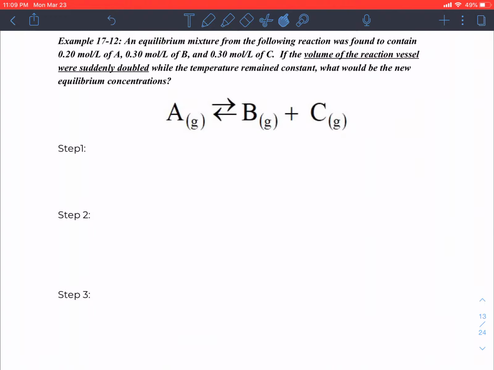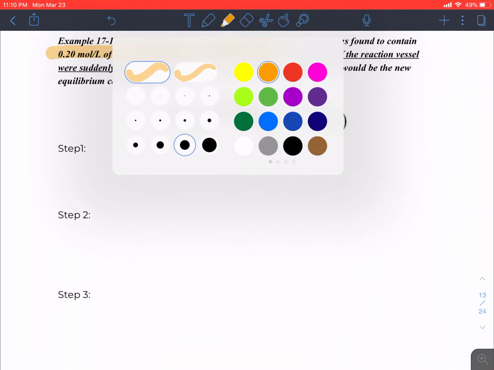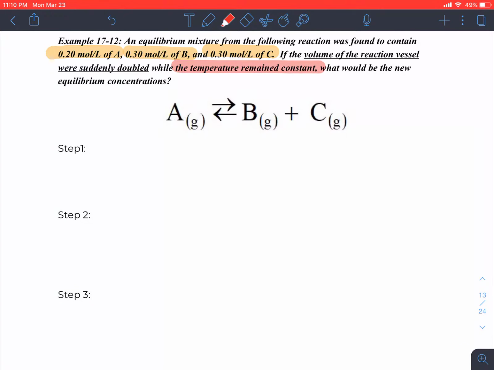Okay, so 17.12. An equilibrium mixture from the following reaction was found to contain 0.2 molar of A, 0.3 molar of B, and 0.3 molar of C. So these are in concentrations. Remember, molarity is in terms of moles per liter. If the volume of the reaction vessel were suddenly doubled while the temperature remained constant, what would the new equilibrium concentrations be? This second part, where it says temperature remains constant, means we can use the same Kc to help us with some calculations.